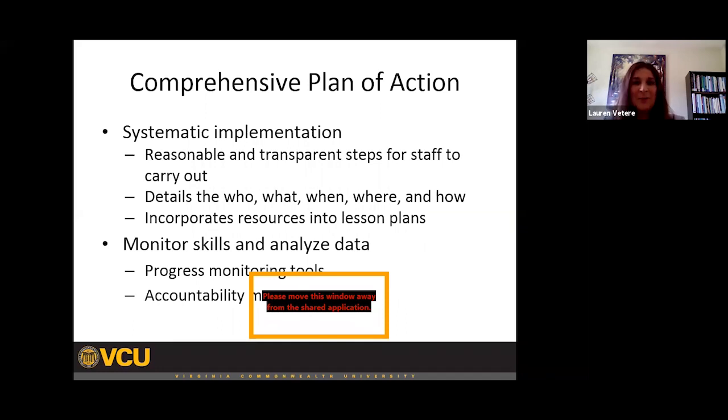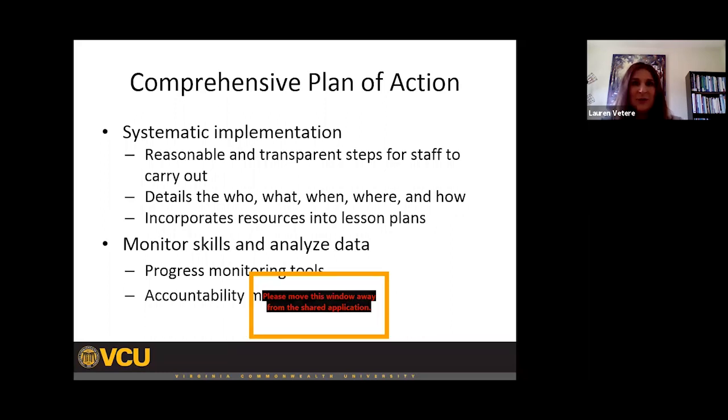So thinking about a comprehensive plan of action, putting behavior plans into place can be difficult. It can be a difficult thing to do. And we need to create a comprehensive plan of action, and this can have many moving parts. And our goal is a systematic implementation. And a training platform can describe reasonable and transparent steps for staff to carry out. So we want to think about the ease of the implementation process by detailing the who, what, when, where, and how of the FBA and BIP.